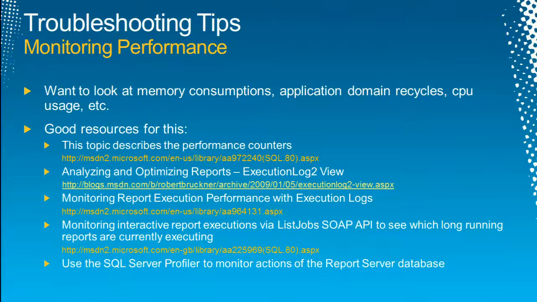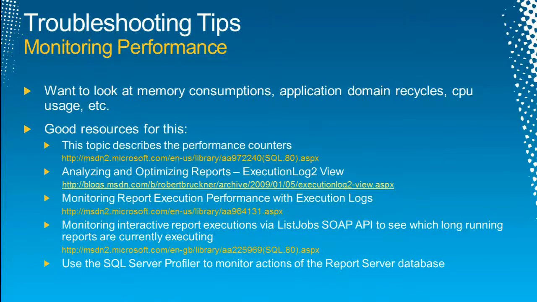Next to the bottom bullet points is a good one we've run into, and that is it's difficult to identify what report is running now. Once it's done, I can identify, but while it's running, it's difficult to find out what's running. You can look at the list jobs with the SOAP API. That's about the only one I know of to find out what's actually running at the moment.